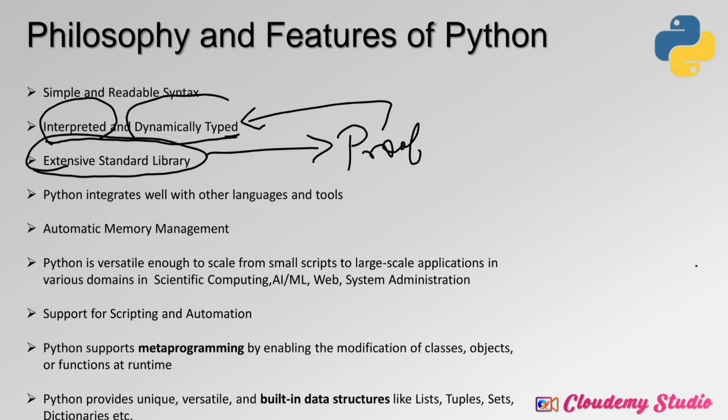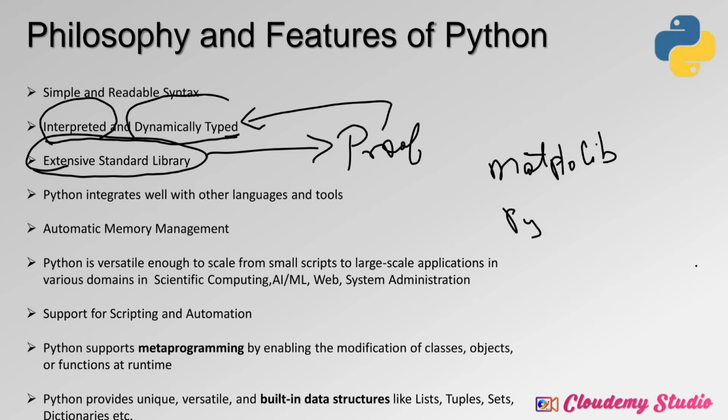So Python has an extensive standard library. For example, one of the very interesting libraries is matplotlib. This is used for data visualization, to create plots, graphs and charts. And for AI and machine learning, we have PyTorch, TensorFlow. For 2D graphics creation, we have the library Turtle.